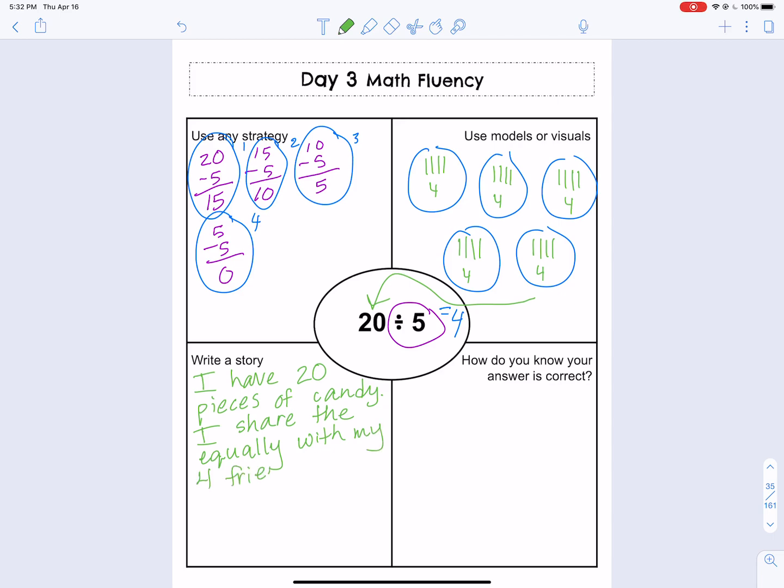Why 4, you ask, and not 5? Since we're dividing by 5? Because I want some of the candy too, so I count as one of the people. So that means that the candy is going to be equally shared amongst 5 people, 4 friends plus me.